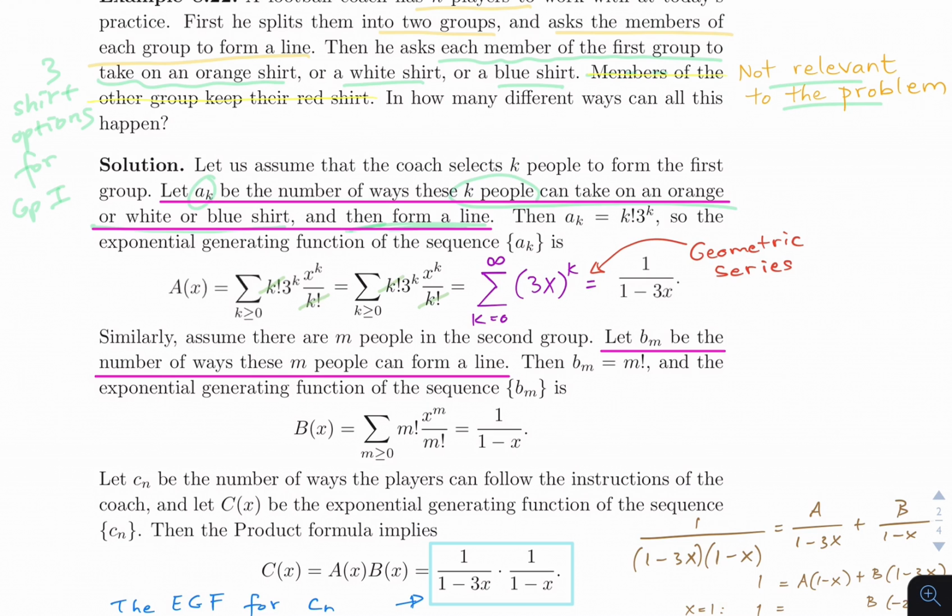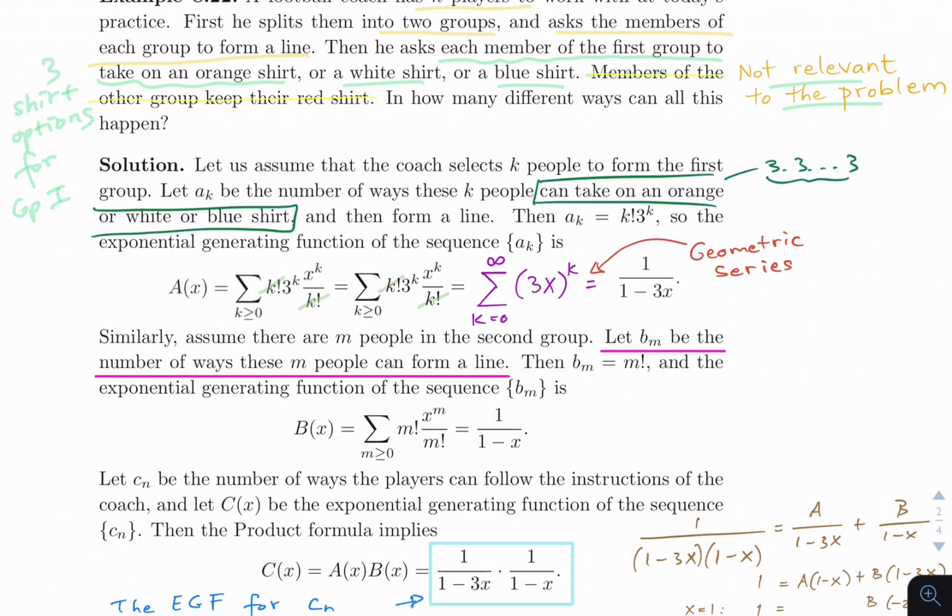So first, to take an orange, white, or blue shirt, that would be 3 times 3 times 3, K times. So that would be this number. And then the number of ways to form a line for K people is K factorial. And that is why we have A sub K is equal to K factorial times 3 to the K.